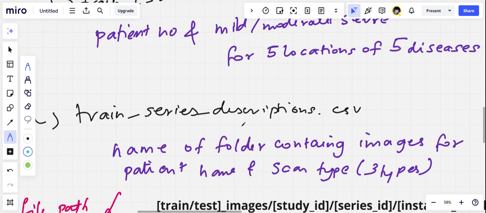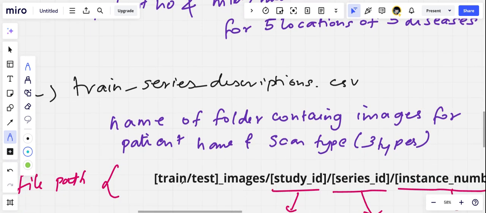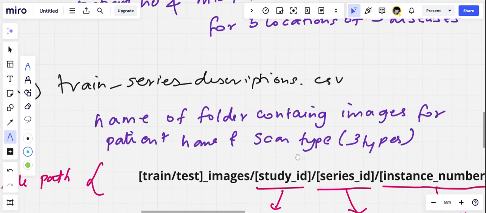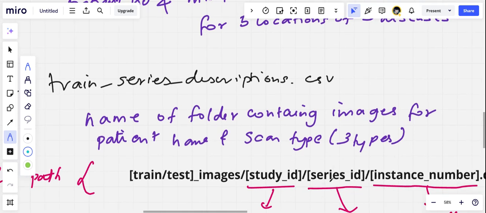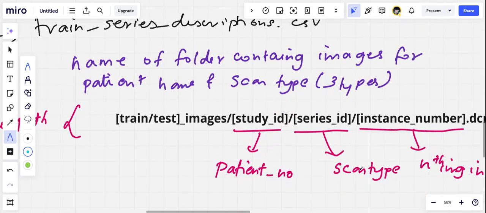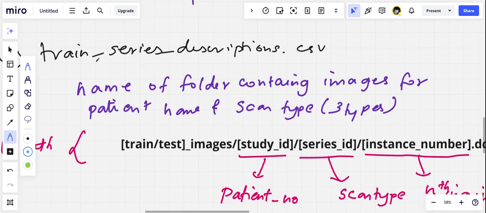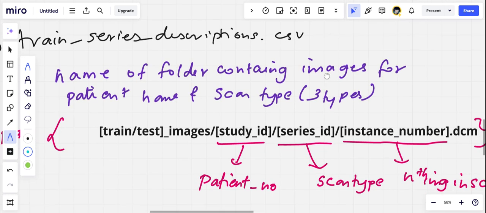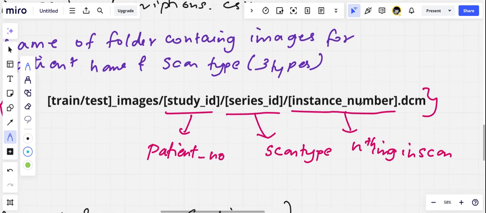For now we'll be taking sagittal, so we'll go to train_images slash the patient number slash the series ID, which is the scan type. The first one we're taking is sagittal T1. So from the train series descriptions, we'll find what the sagittal T1 series ID is for this patient number from this data set, and we go to the folder. Inside the folder there will be many images for the same scan, different slices. We have to choose the middle one of those, and we'll use it for training for now.